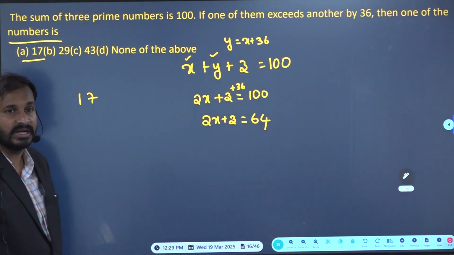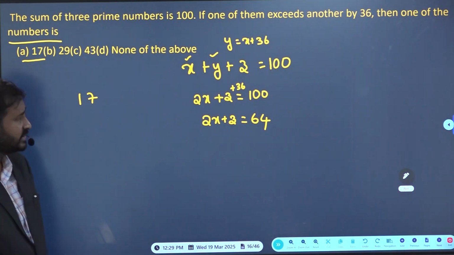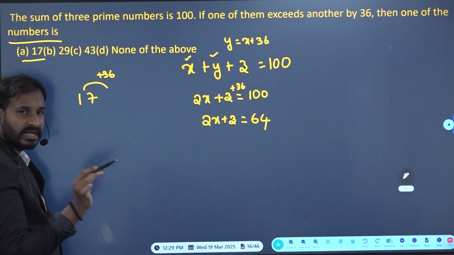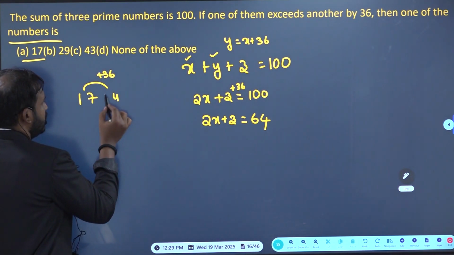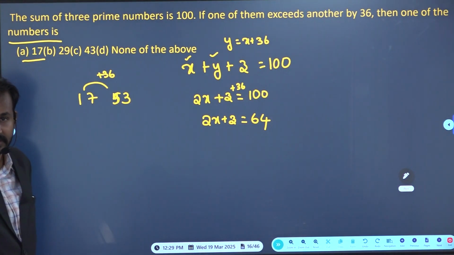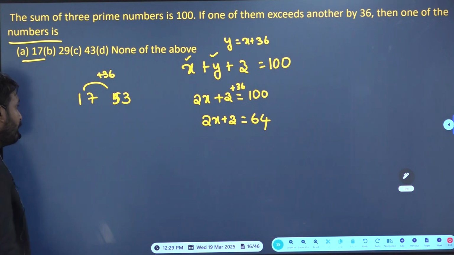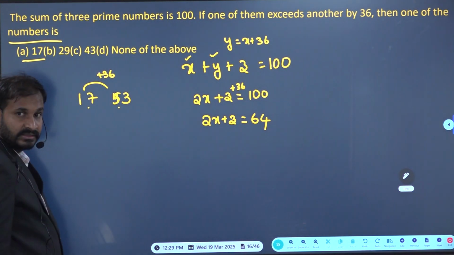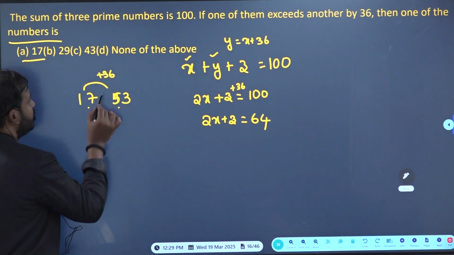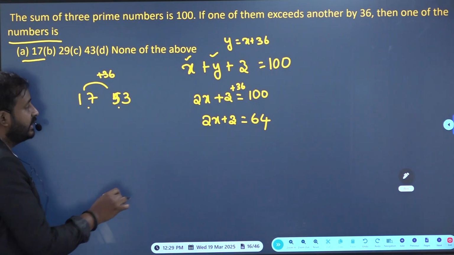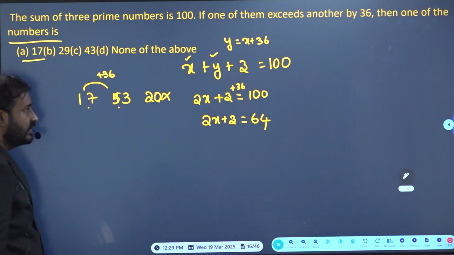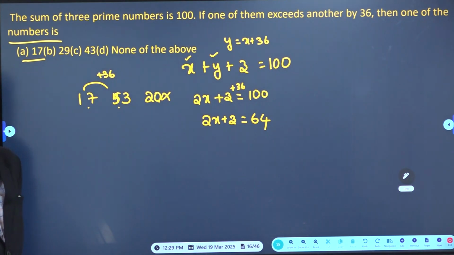First of all, if I assume that one number is 17, and the other number exceeds it by 36, then the other number becomes 53. Yes, 53 is a possibility. But if the two numbers are 17 and 53, what will be my third number? The sum should be equal to 100. 17 plus 53 is 80. My third number becomes 20. Is 20 a prime number? No. So with 17 and 53, the difference is not 36.